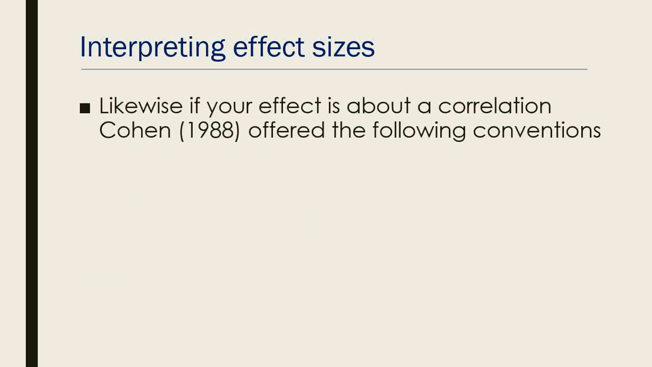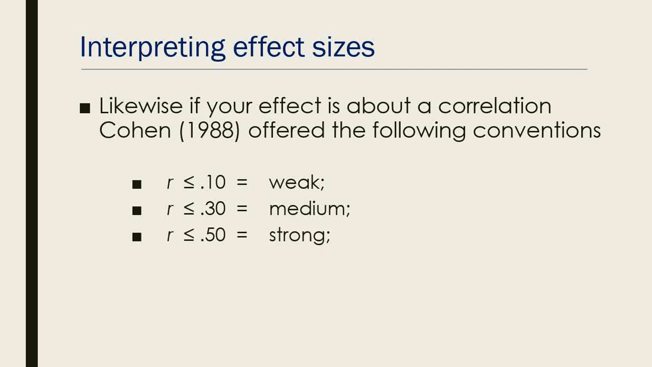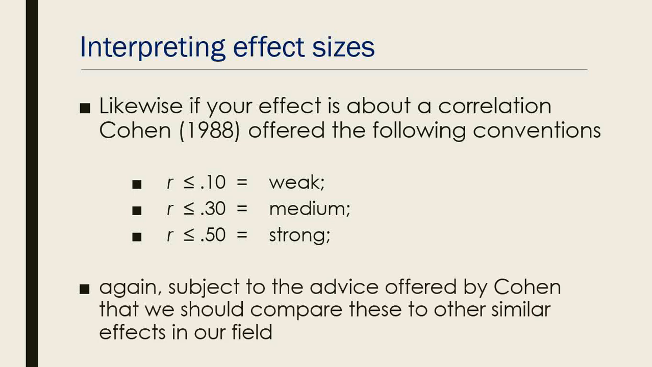Likewise, if your effect is about a correlation, Cohen 1988 offered the following conventions. r of around 0.10 was weak. r of 0.30 is regarded as medium, and r of 0.5 is regarded as strong. Again, subject to the advice offered by Cohen that we should compare these to other similar effects in our field.